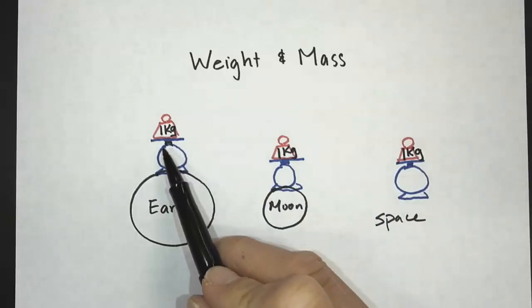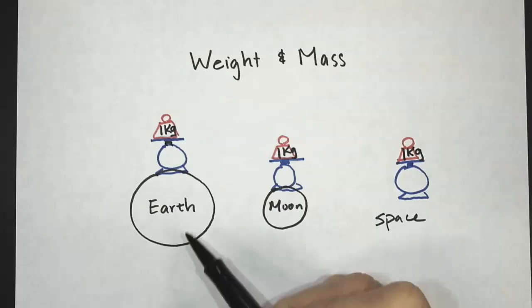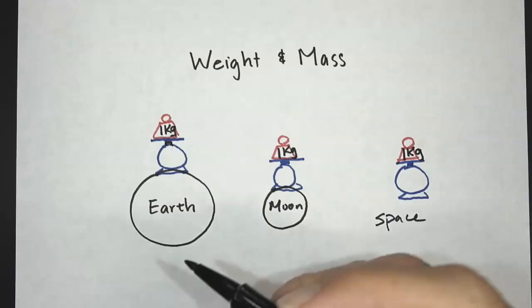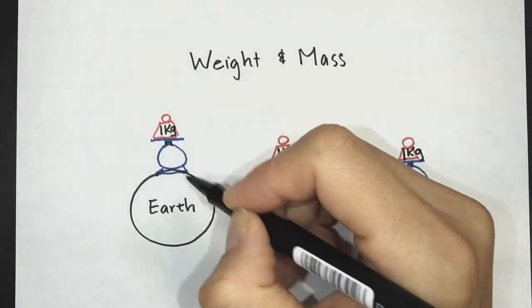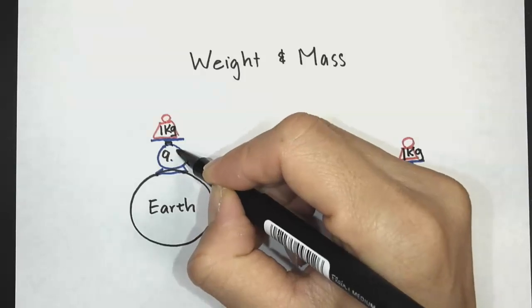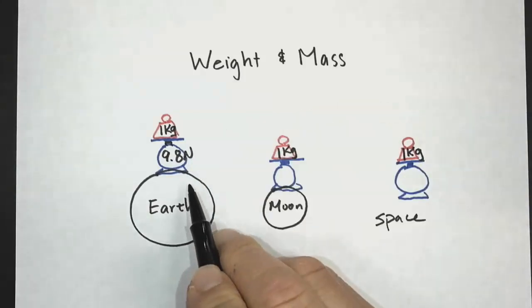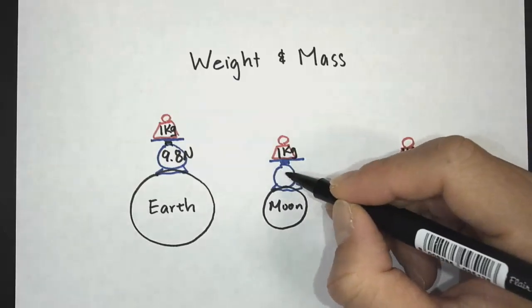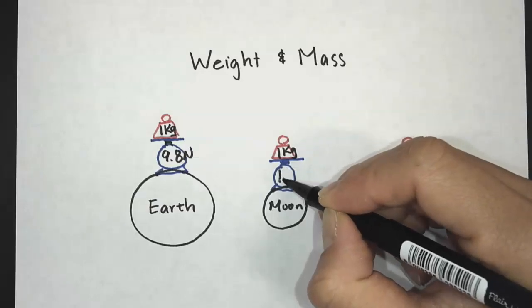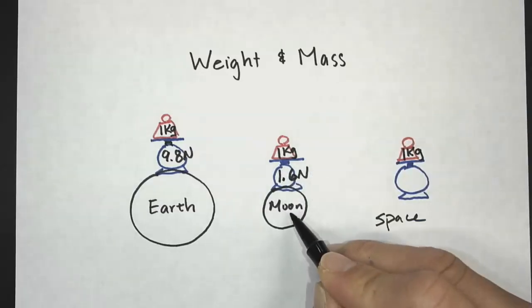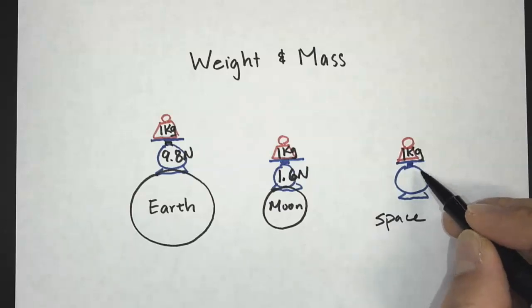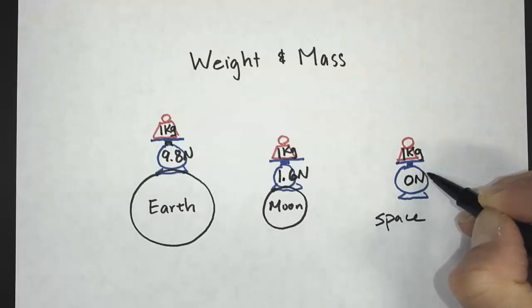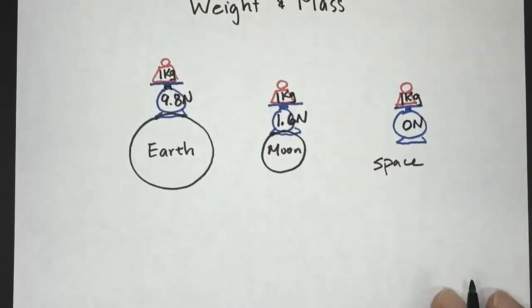Now let's say I put it on a scale and we are on Earth. This scale can measure the weight of this 1 kilogram mass, and the weight I will get is 9.8 newtons. On the moon, if I take the same 1 kilogram mass and weigh it on the scale, I would get only 1.6 newtons. If I were to do the same thing in space and put it on a scale, I would get 0 newtons. Okay. So what is the difference between weight and mass?